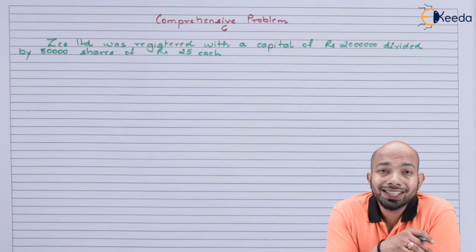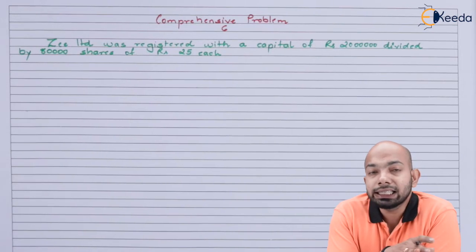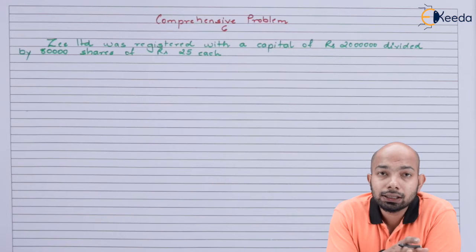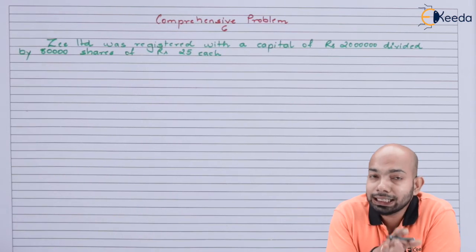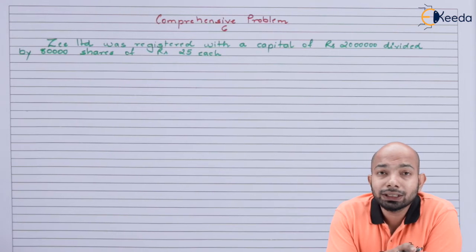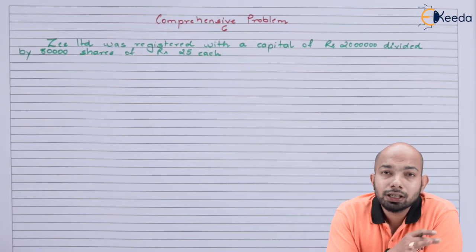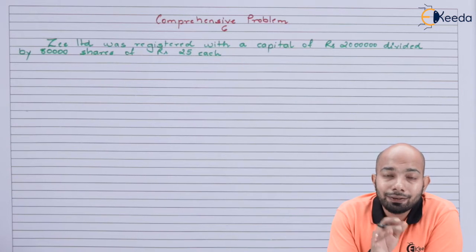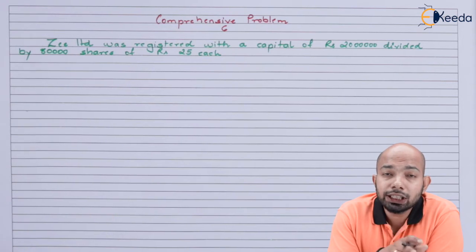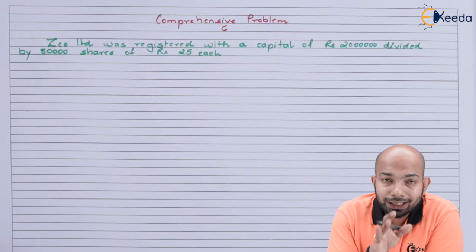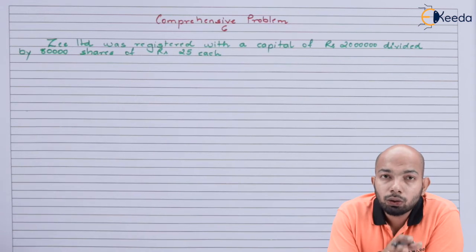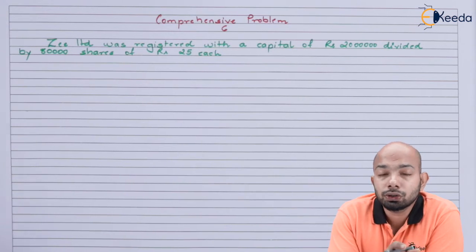The first line of the question states that it is about Z Limited, whose registered capital, that means authorized capital, is 20 lakh rupees divided into 80,000 shares of rupees 25 each. That means the total number of shares is 80,000 and the value of each share is 25. Now you have to figure out how the question goes ahead with the issuance of these shares.